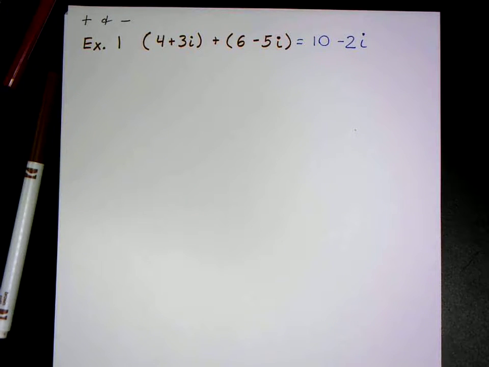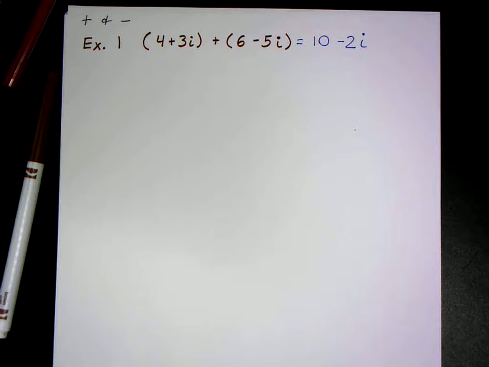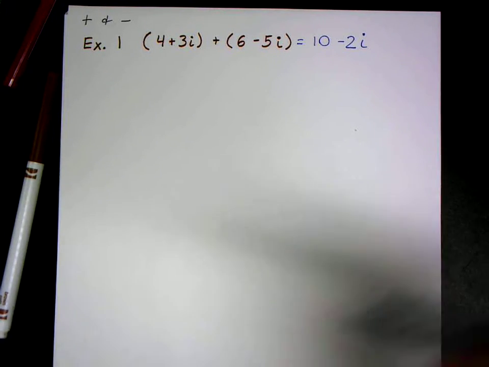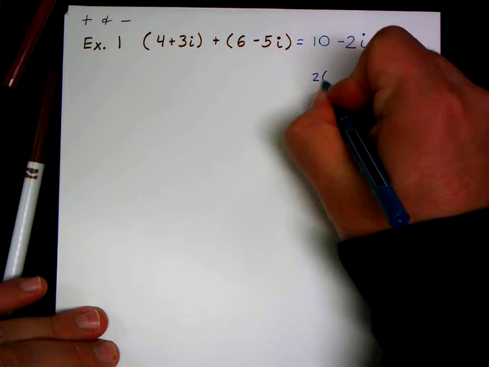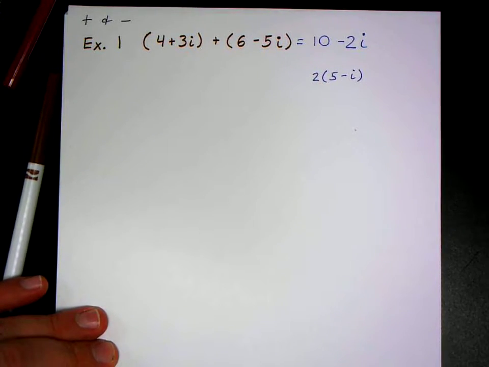Subtraction works the same way. You just have to be careful when you subtract that you make sure you subtract both those numbers. You can't factor it. I mean, you could, but no. We want this to be a complex number. If I write it like this, that's not a complex number.